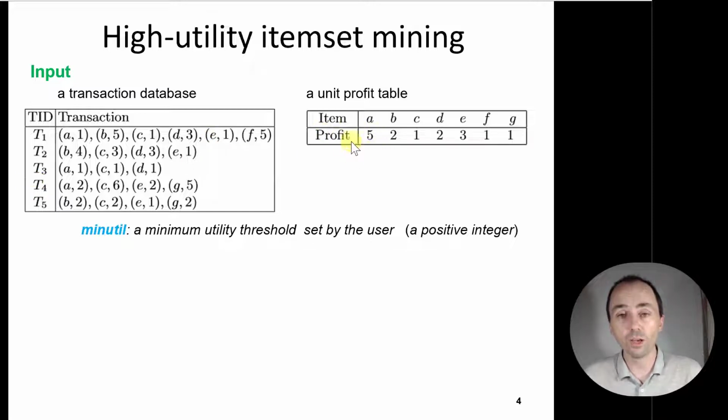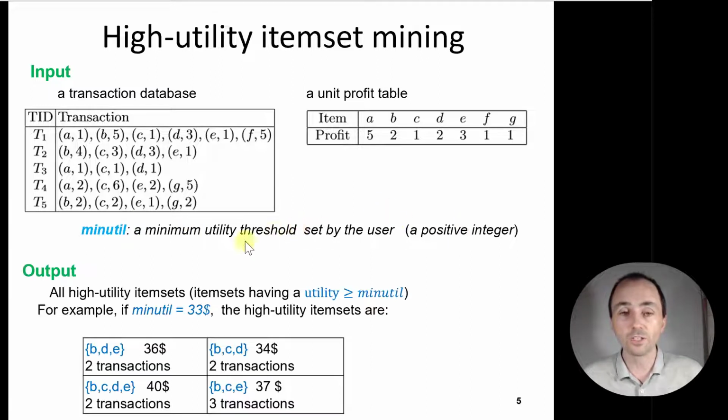Now also we have another table we call the unit profit table. This table tells you the amount of money for each item, the profit. Like apple, if you sell 1 apple, is a $5 profit. 1 bread, $2, 1 cake, $1, and so on. And then in this problem, the user needs to set a parameter we call the minimum utility threshold, min util. It is a positive number. So let's see what happened.